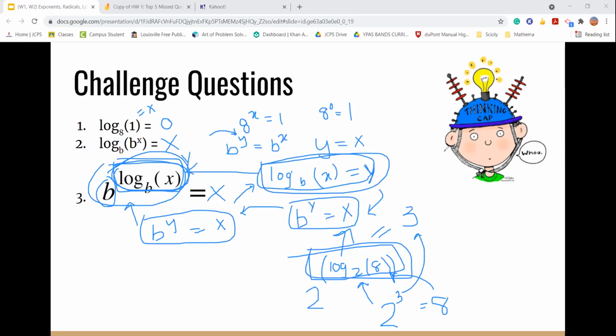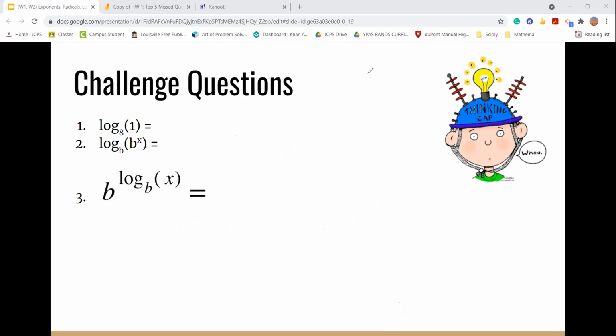So Charles, are you okay too? Since you said you were confused. Okay, so the answer would be just b to the power of log base b of x is equal to x. So the answer would just be x. Great.